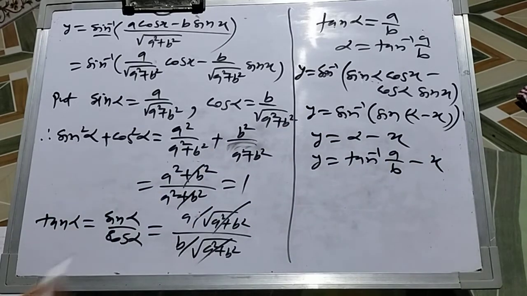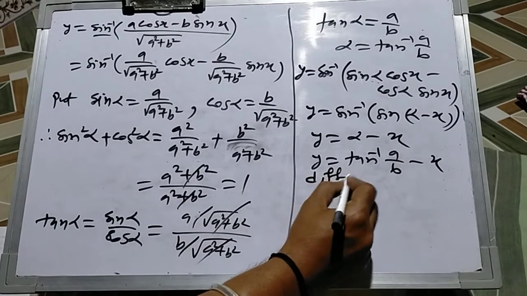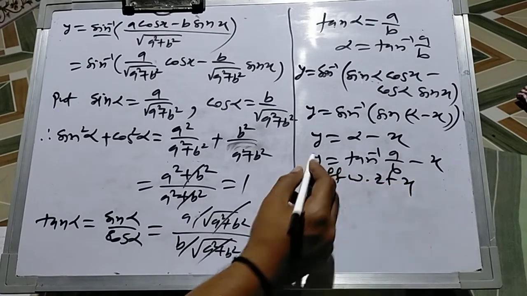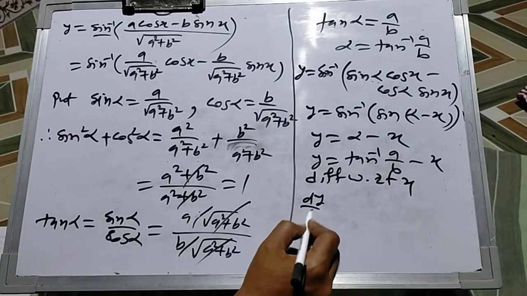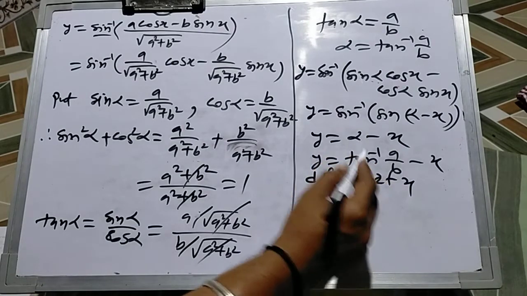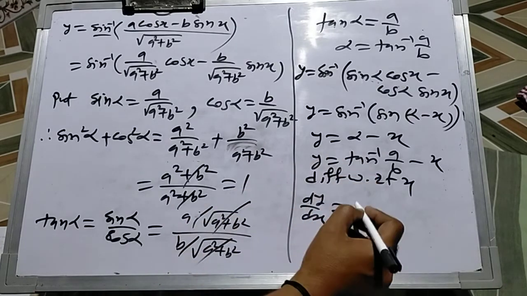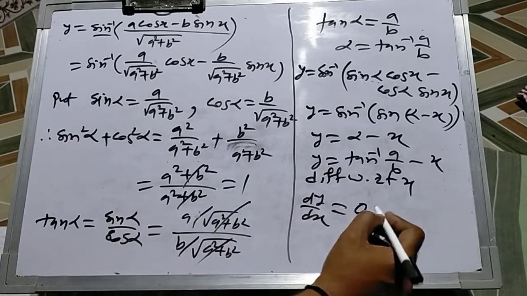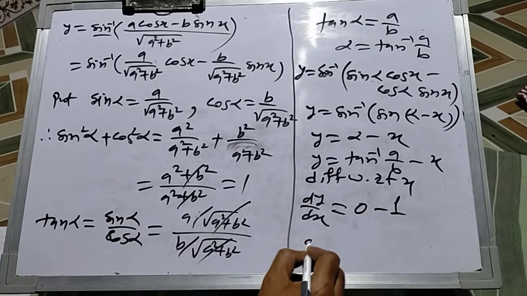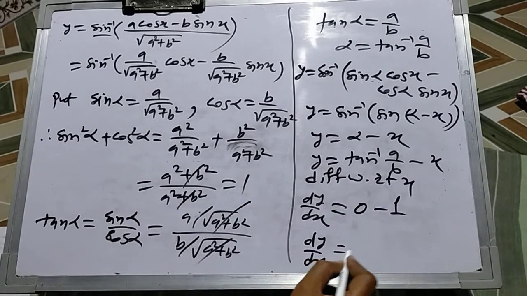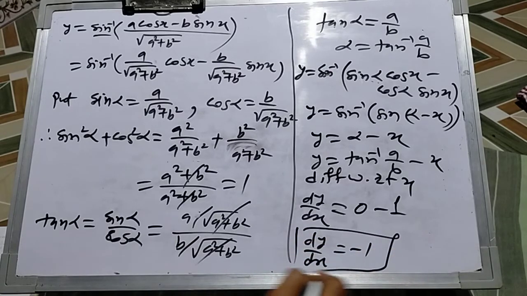So y is equal to alpha minus x, and here alpha means tan inverse of a by b, minus x. Differentiate with respect to x. So dy by dx is equal to tan inverse of a by b, which is a constant term, and the derivative of a constant is 0. So the derivative of this term is 0 minus the derivative of x, which is 1. So dy by dx is equal to minus 1.